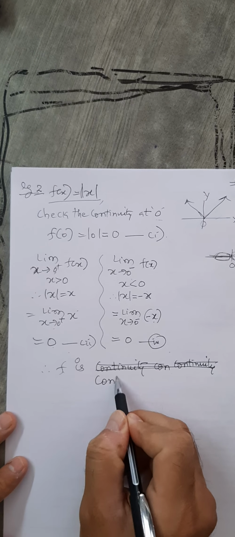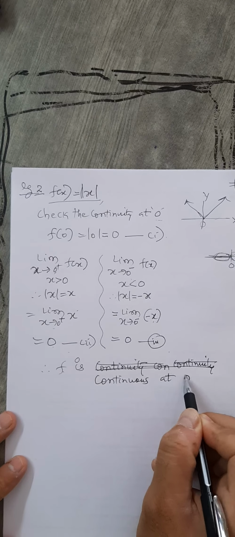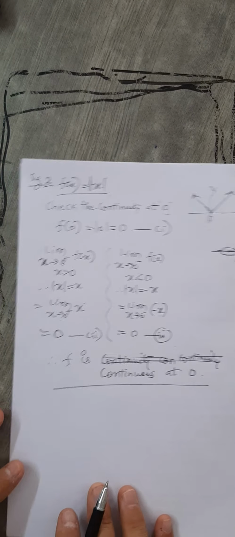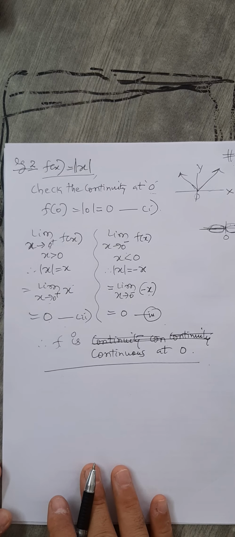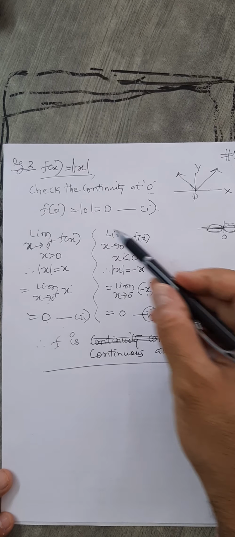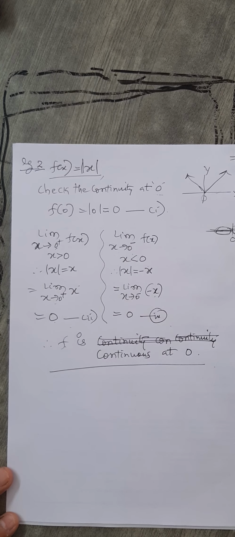Function f is continuous at 0. So this way we can check the limits. Mainly, continuity is based on the limits only. You must be clear with the concept of the limits.